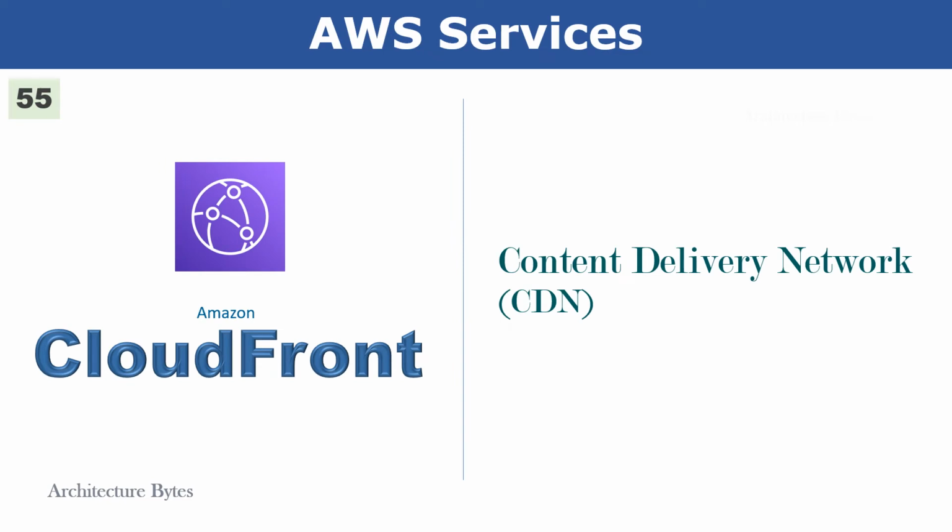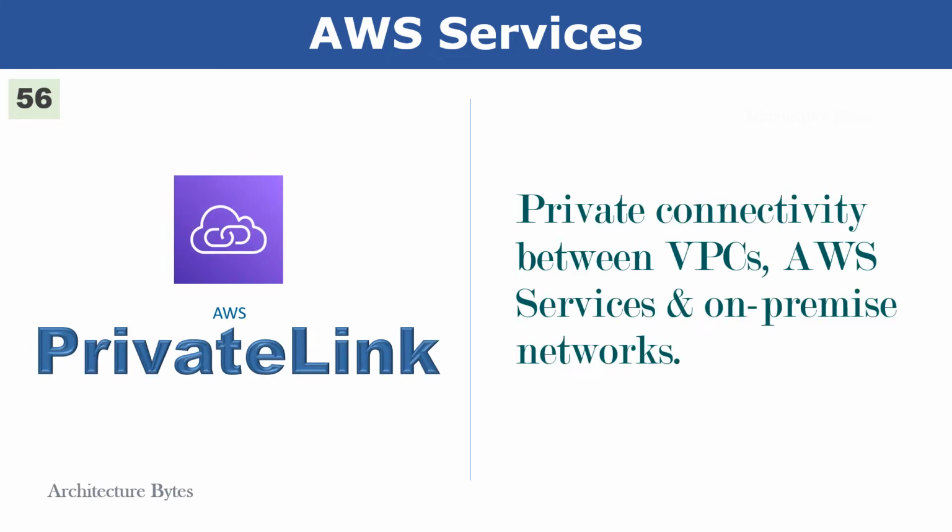CloudFront is a content delivery network or a CDN. It speeds up distribution of your web content through geographically distributed edge locations. It supports data compression, edge compute capabilities, and field-level encryption. PrivateLink is used for private connectivity between VPCs, AWS services, and on-premise networks without exposing your traffic to public internet.